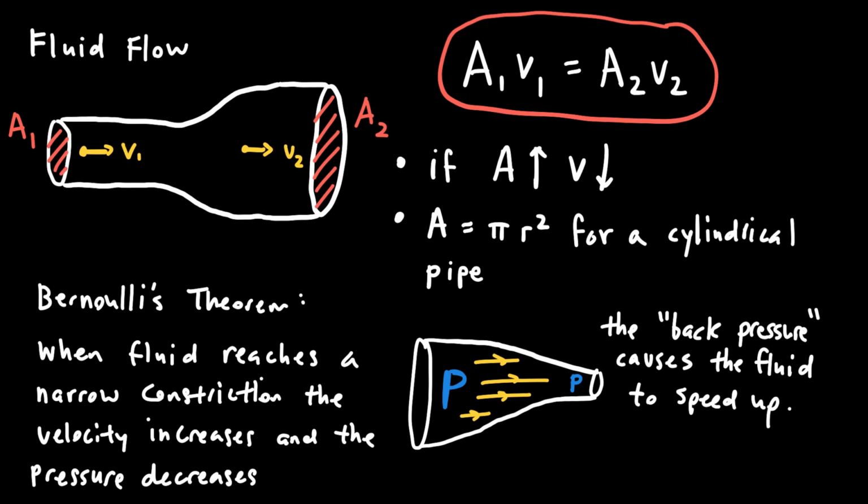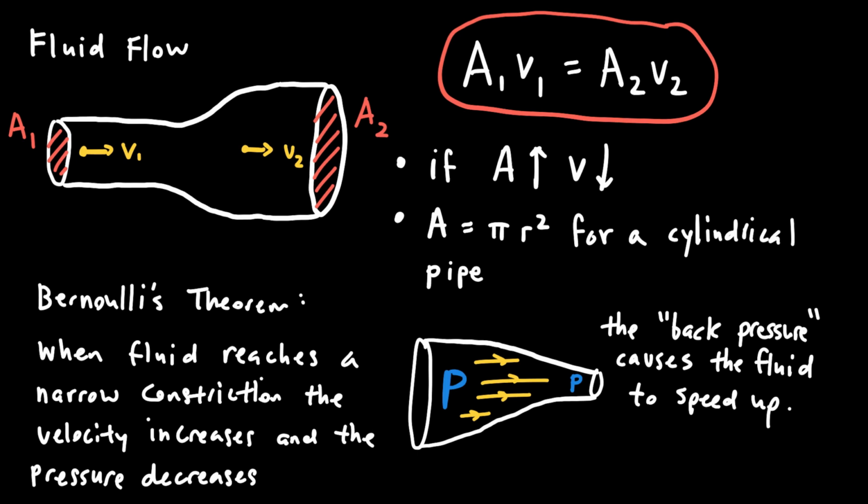One of the reasons why we can prove that a fluid will actually slow down if the area gets bigger or speed up if the area of the pipe gets smaller is by Bernoulli's theorem, which says that when a fluid reaches a narrow constriction, the velocity increases and the pressure decreases. So in this second pipe that I have drawn, the pressure on the left-hand side of the pipe would be bigger, and the pressure on the right-hand side of the pipe would be smaller. So we're explaining why, as the area drops off and becomes smaller, the velocity increases.